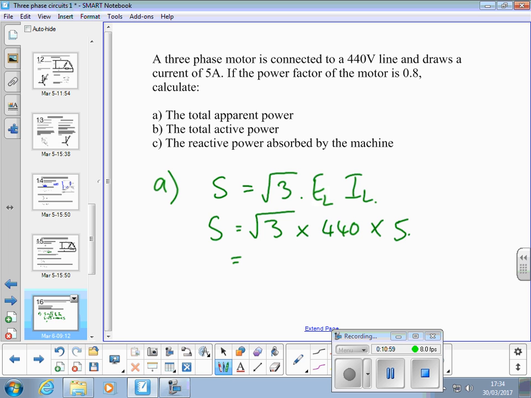We got 3818. What are the units, Richard? 3810. Yeah, that's S, apparent power S. So it's volt amperes. Your volts and amps multiplied together, and it's the apparent power, it's the resultant phasor, so it's including the phase angle.